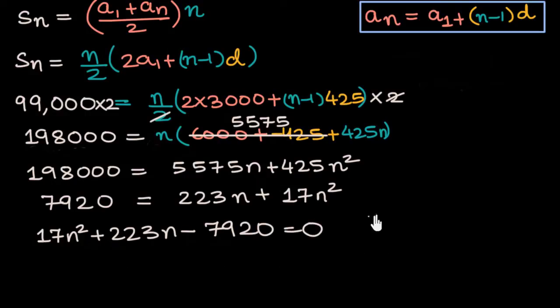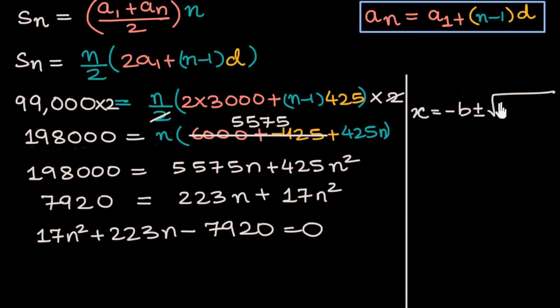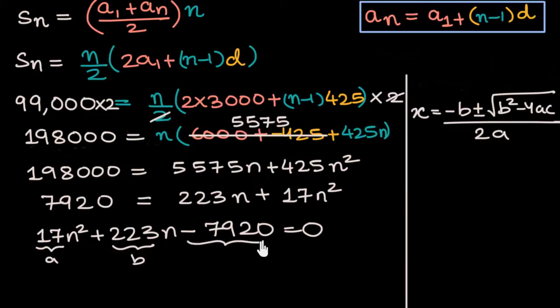So factorization seems a little tricky here. I'm simply going to go ahead and use the quadratic formula, according to which the roots of any quadratic equation can be given by minus b plus minus under root b square minus 4ac over 2a. All you need to do is identify the correct coefficients here. So here 17 is a, 223 is b, and negative 7920 is our c. So on substituting these values of a, b, c in this equation, the roots of this quadratic equation come out to be 16 and negative 495 by 17.